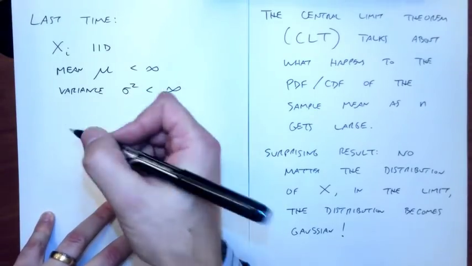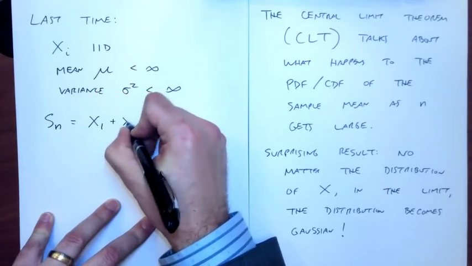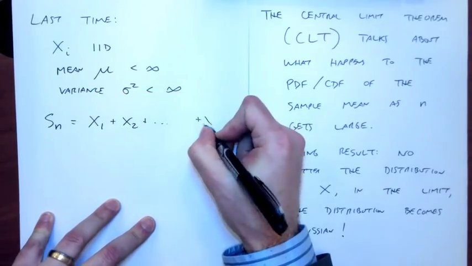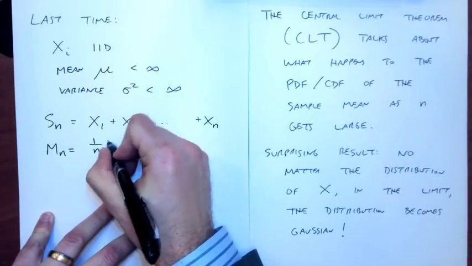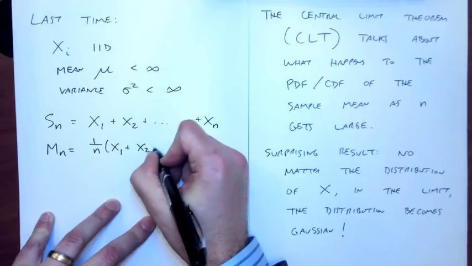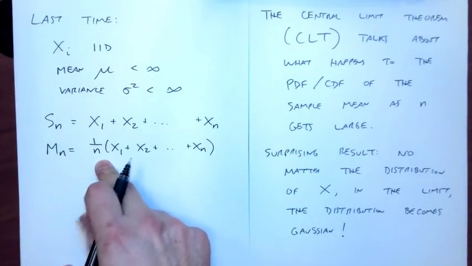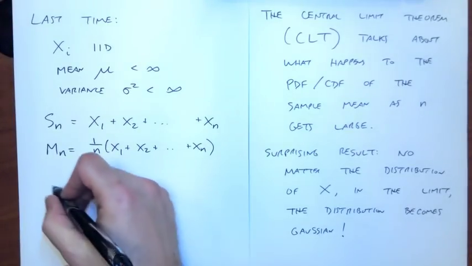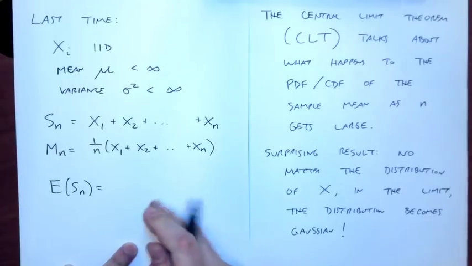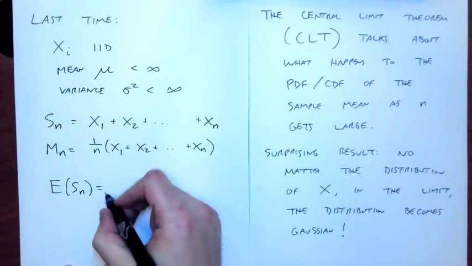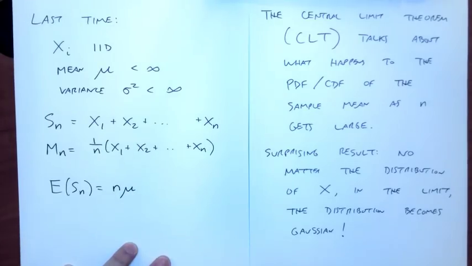And we said, okay, suppose that I take the sum of n of these guys. So I could talk about the sum, and I could talk about the mean or the average, which is just 1 over n times the sum. So what we learned last time was that the expected value of the sum was going to be, well, I've got n of these guys added up, and so I should expect that the expected value is going to be n times mu.